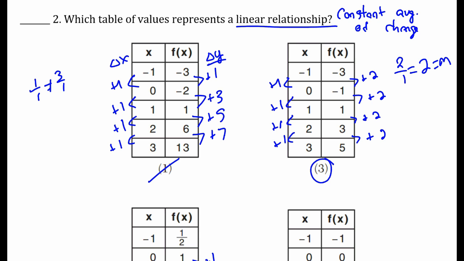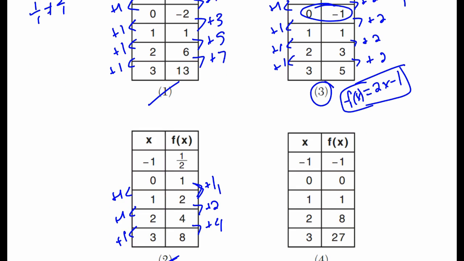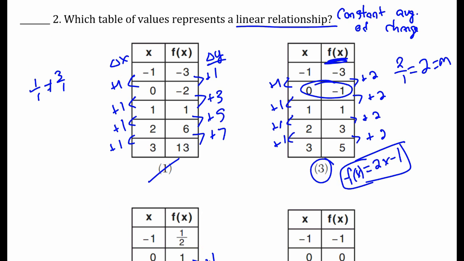We could write its equation because the y-intercept is right there. The y-intercept is when x equals 0. Y equals 2x minus 1. However, that's not entirely correct because they call the outputs f of x. So we should call the outputs f of x equals 2x minus 1. If we look at choice 4, we're not going to have that constant average rate of change we desire.